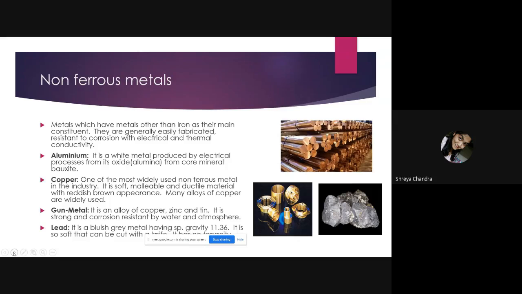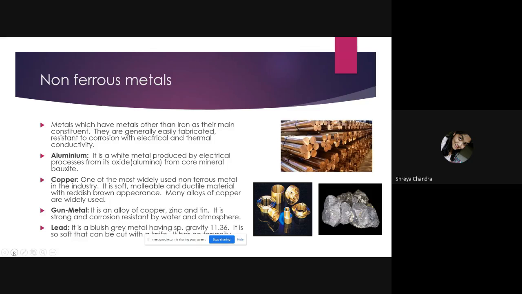Now coming to aluminium, copper, gunmetal, and lead. These are examples of some non-ferrous metals. Aluminium is a lightweight white metal, and we obtain it from bauxite. It is widely used in industries, and generally used in aluminium foils, which we get from aluminium.